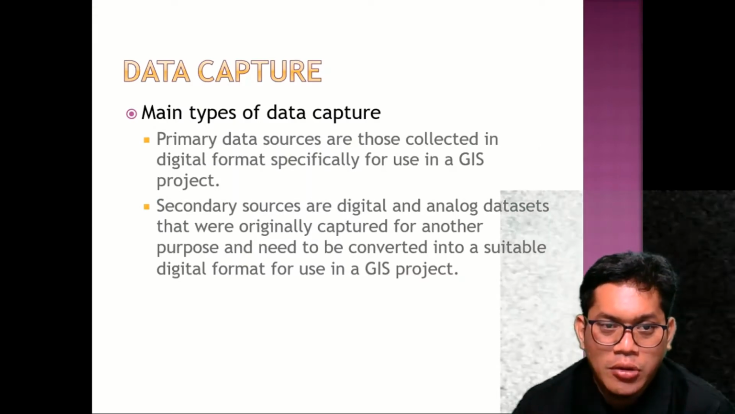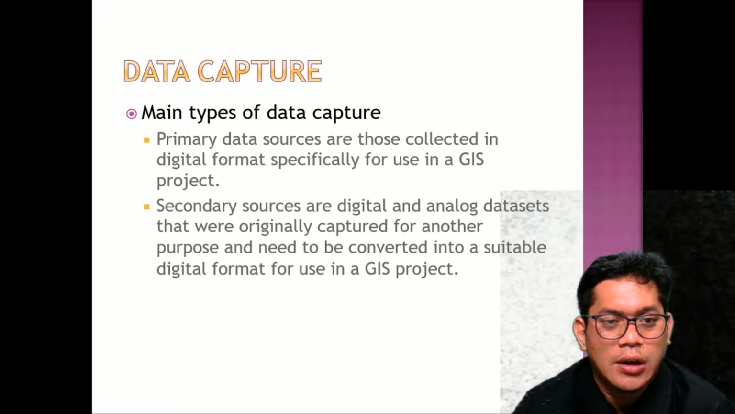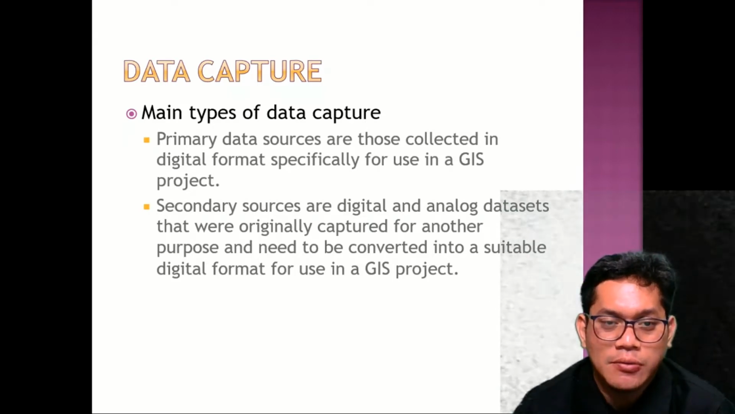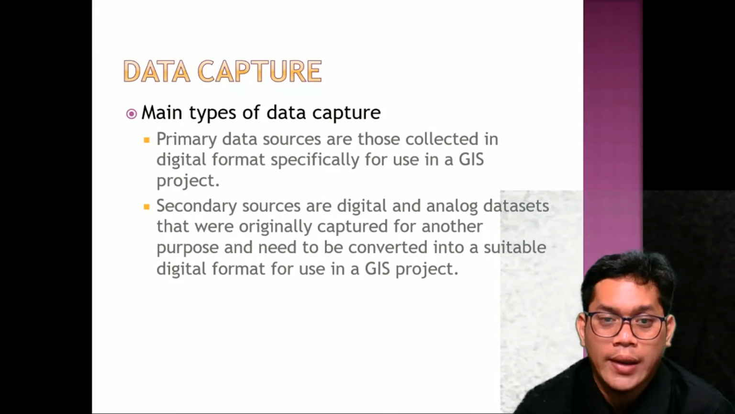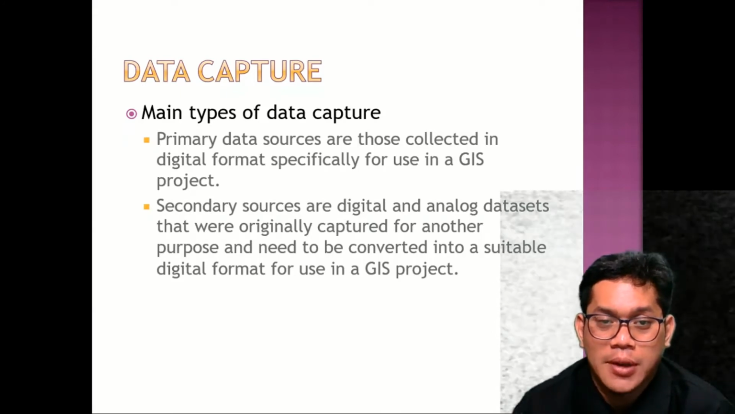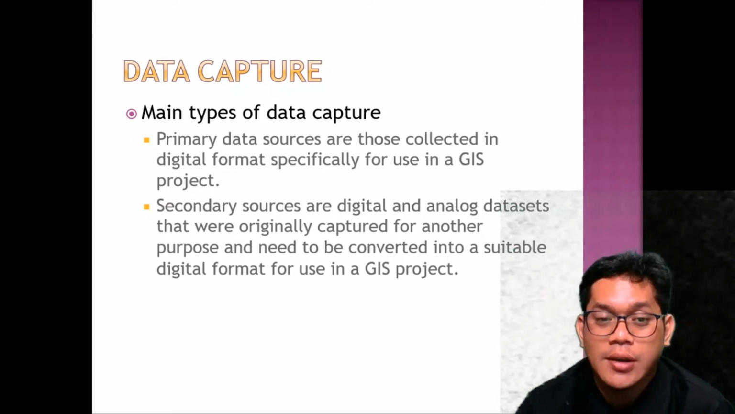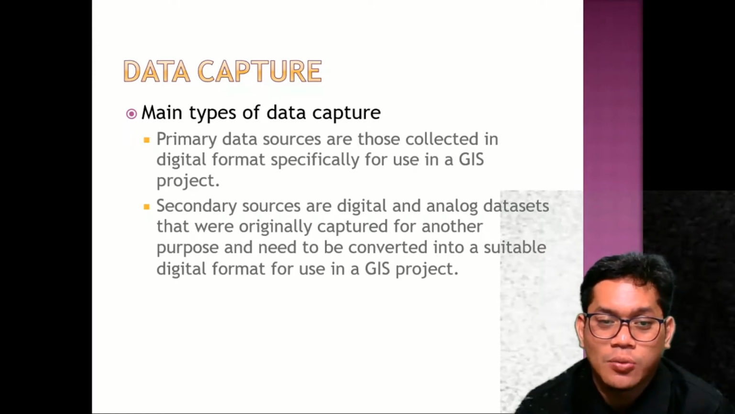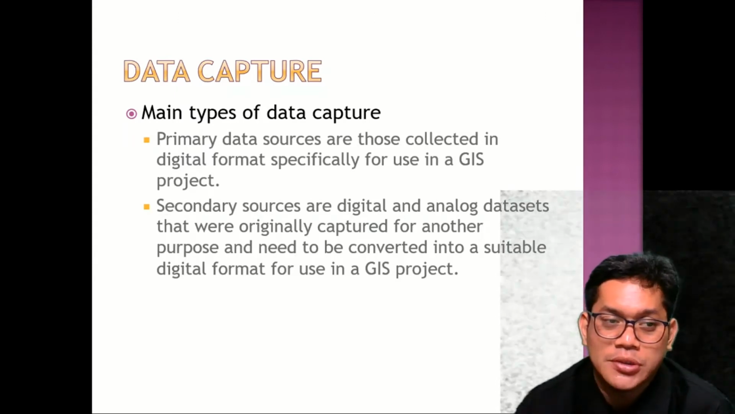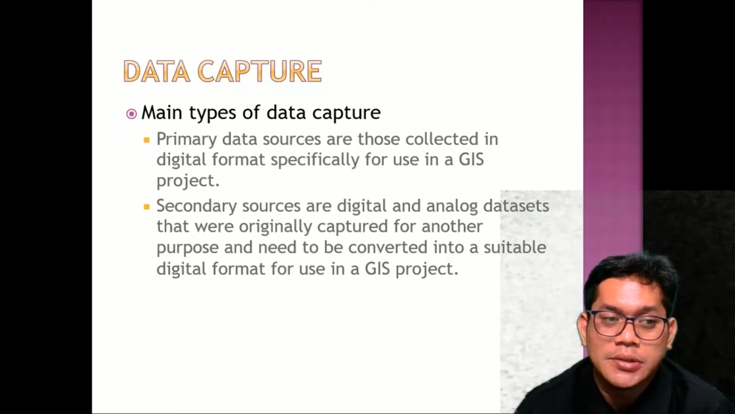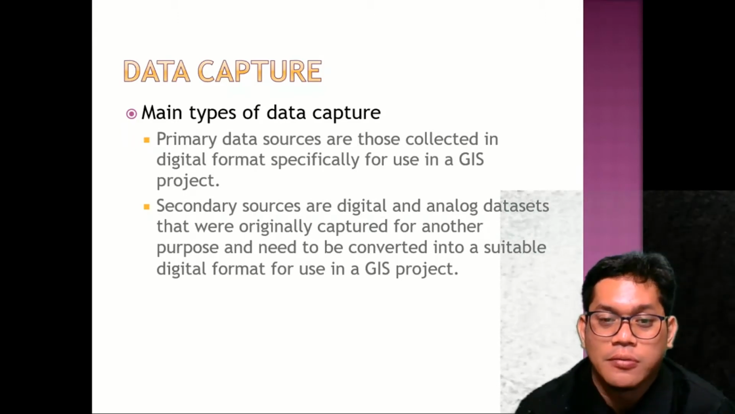When we talk about data capture, there are basically two types: primary data sources, where the data are collected in digital format, meaning you go to the ground, collect your data, get the points, and key them into the GIS software. While secondary data sources are digital or analog data sets that were originally captured for another purpose and need to be converted into suitable digital data, such as hard copy maps, reports from the statistical departments or the health departments, and many more.